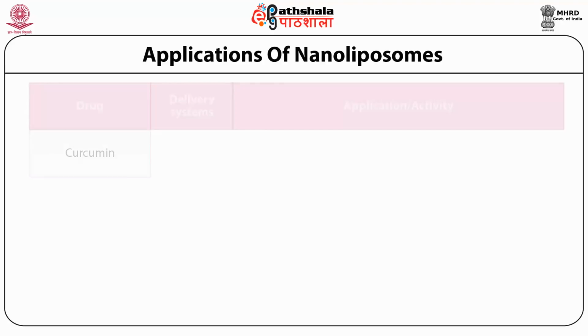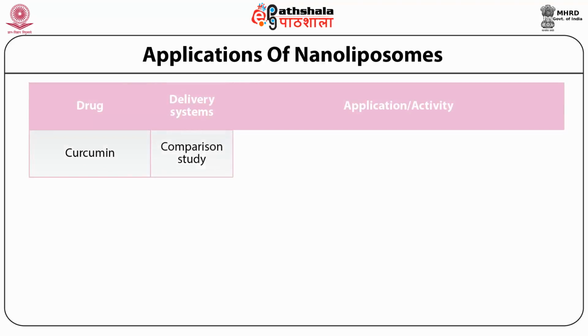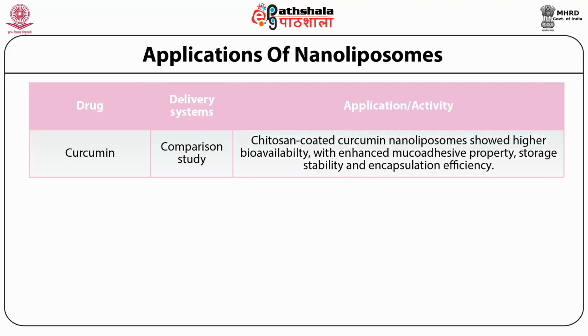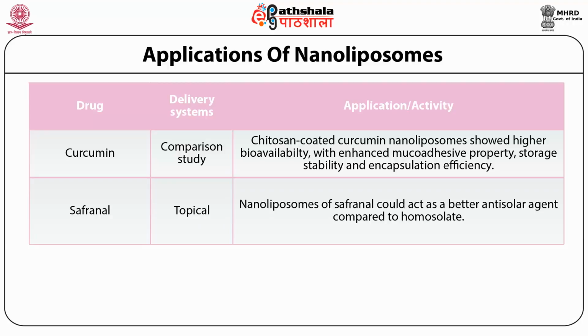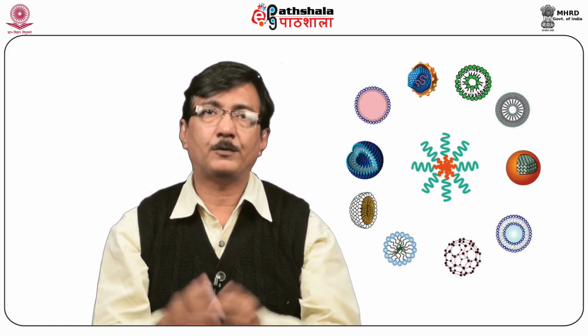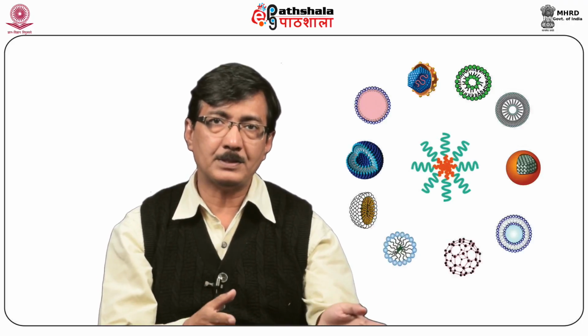Another example is curcumin, in which a comparative study was performed, and chitosan coated curcumin nanoliposomes showed higher bioavailability with enhanced mucoadhesive property, storage stability, and encapsulation efficiency. While safranol, which is used for topical application, so nanoliposomes of safranol could act as a better anti-solar agent as compared to homosalate. Polymeric micelles are nanoscopic core shell structures which are formed by amphiphilic block polymers.